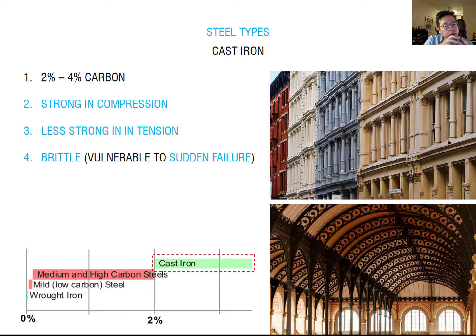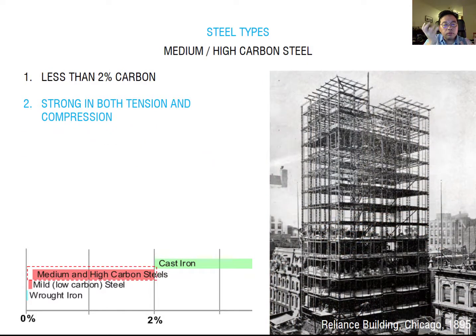However, it's too strong and too stiff, so when it reaches a certain temperature, sometimes it's brittle, which means sudden failure. So this is kind of a big issue when using cast iron. That's why people thought about reducing the carbon content to less than 2%, which is the medium and high carbon steel.